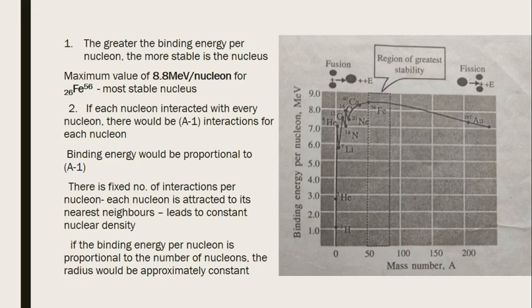In another picture, we can think that if binding energy per nucleon is proportional to the number of nucleons, the radius would be approximately a constant. That is, the nuclear radius, we approximate it as 10 raised to minus 15 meter, isn't it? So the radius is approximated as a constant value, where the binding energy per nucleon is proportional to the number of nucleons.